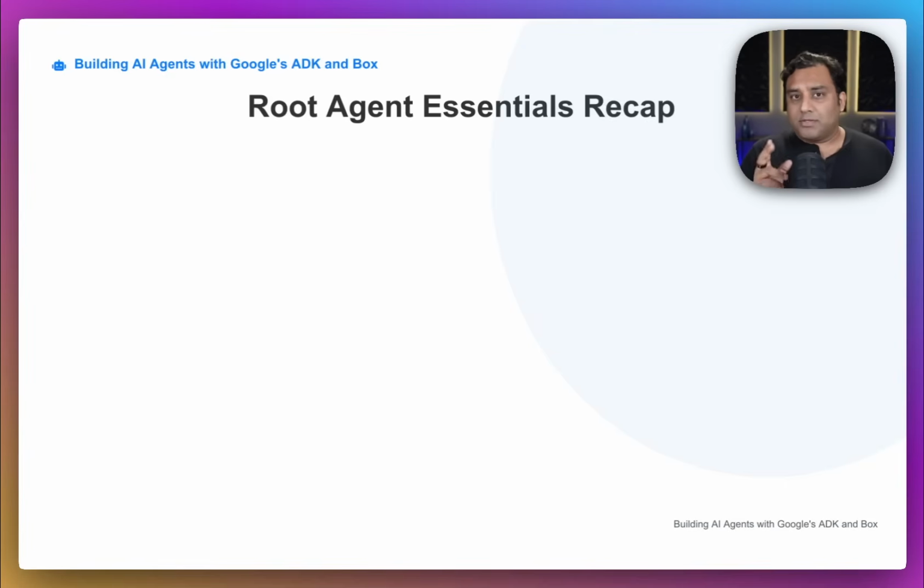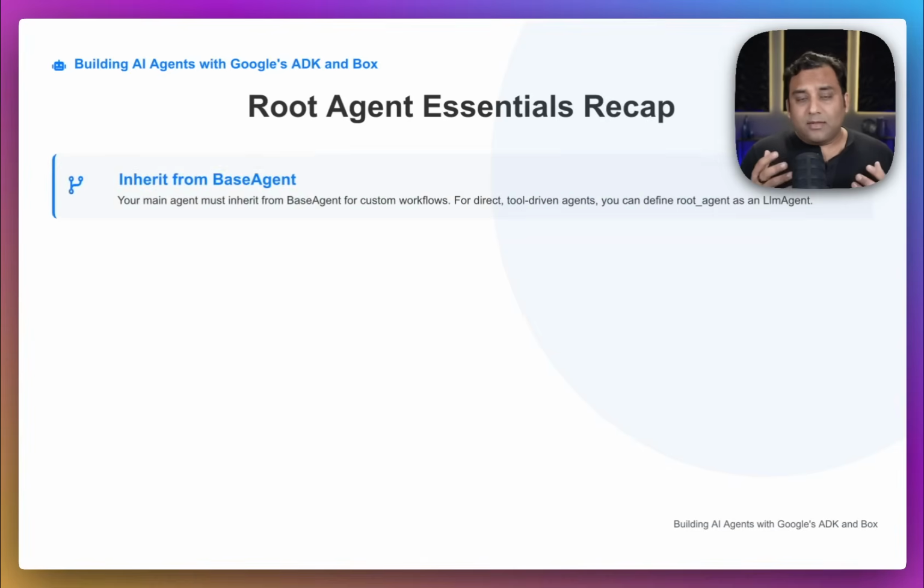We've just discussed 2 different approaches: the flexible custom workflow and the direct simple way. And in this slide, we'll try to summarize the key rules for both. First, and the most important, is that you have to decide on your agent structure. If you need to build a custom workflow with a unique orchestration logic like conditional steps or loops, you must inherit from a base agent class and then define your logic inside it. This is the path we took with our Box agent example.